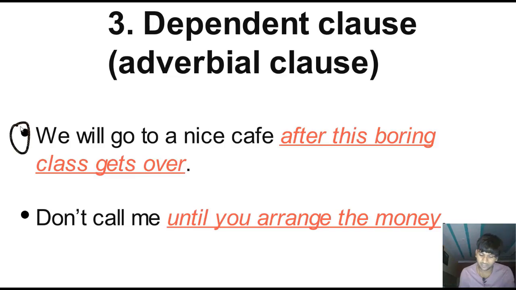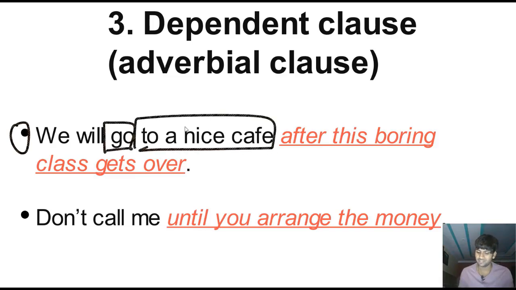Example number 1, we will go to a nice cafe. We will do something. We will go, this is the verb, to here, this place, when, after this boring class gets over. This is what you guys say, right? In a classroom, class is always boring, right? I know you're not talking about my class. I know that, right? After this boring class gets over, right?